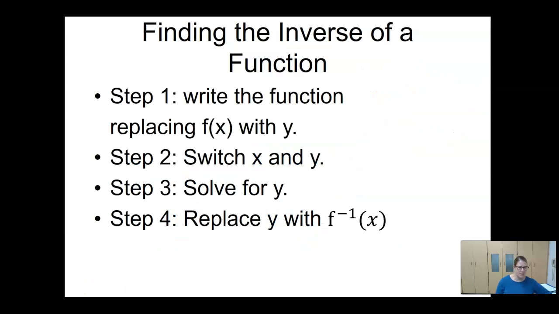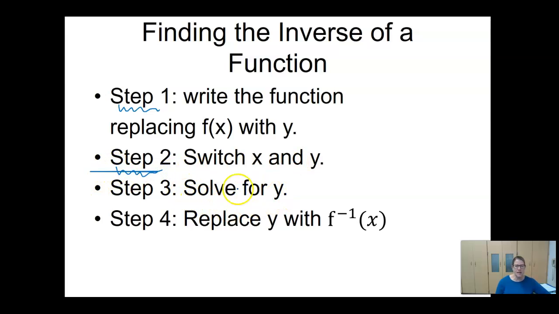So the steps then that we need to go through to write an inverse function: step 1, we need to write the function replacing the f of x with y. So just take the f of x out of the equation and replace it with y. Next, switch x and y in the equation. So swap them. Wherever you see an x, put a y, and wherever you see a y, put an x. So that's our second step.